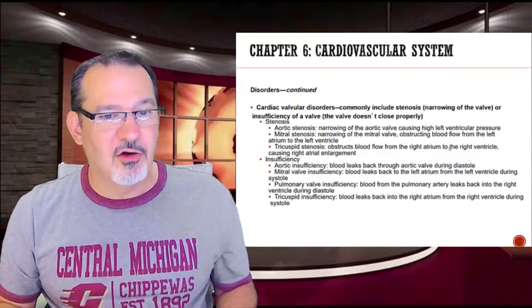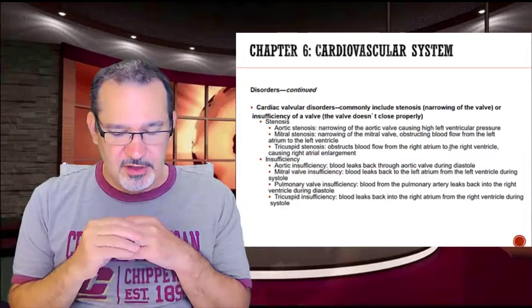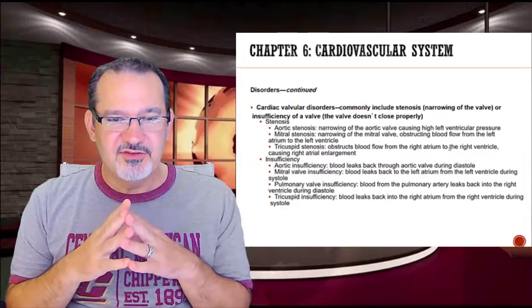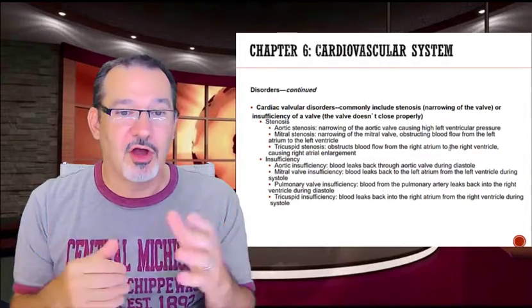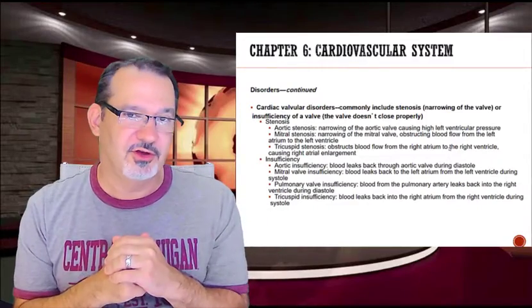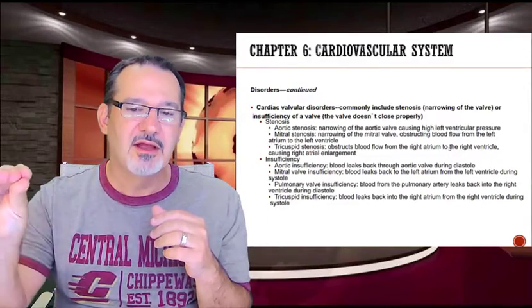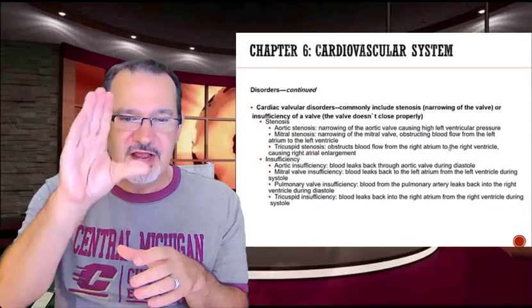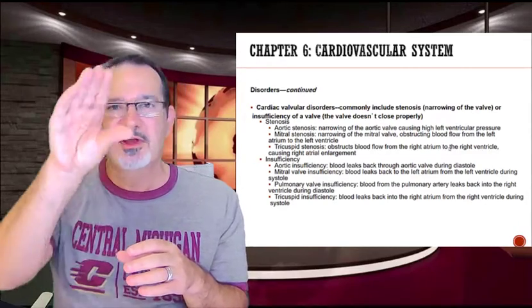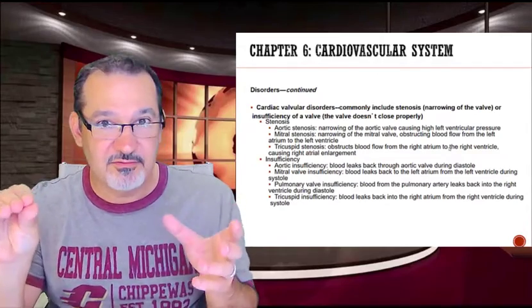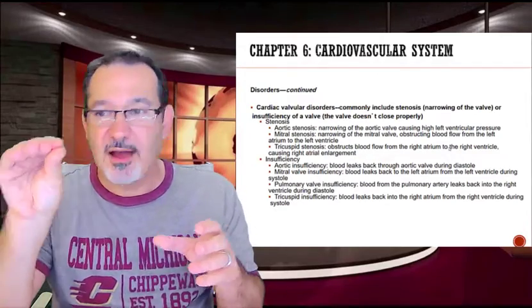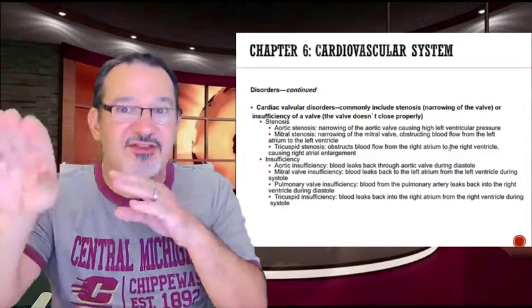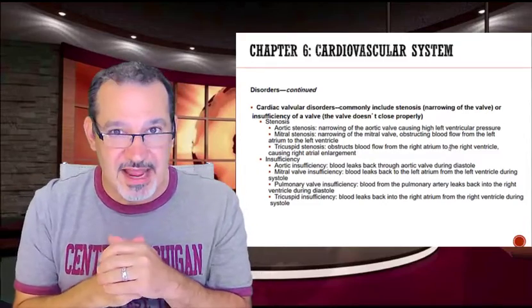Stenosis. Stenosis is a narrowing. So anytime you see stenosis, it's a narrowing of whatever we're talking about. So when we talk about aortic stenosis, it's a narrowing of the aorta. Okay, mitral stenosis is a narrowing of the mitral valve. So anytime anything narrows, typically, common sense says if it narrows, then less can get through in an efficient manner.